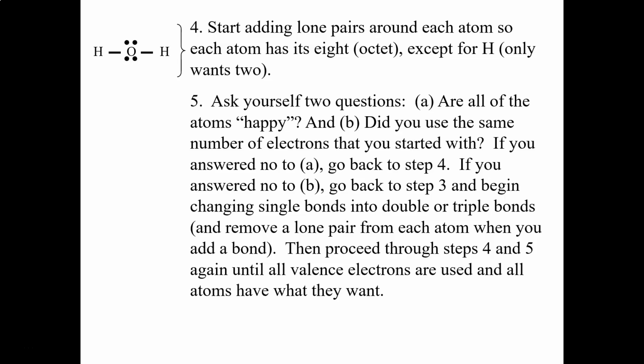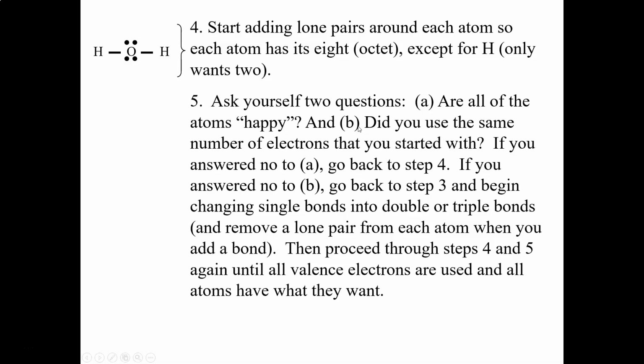Ask yourself 2 questions. A, are all the atoms happy, right? Did all the atoms get the number of electrons that they wanted to have? So we said the hydrogens always want 2, so each of our hydrogens each have their 2. They're good. The oxygen wants 8. It has 2, 4, 6, 8 around it. Therefore, yes.